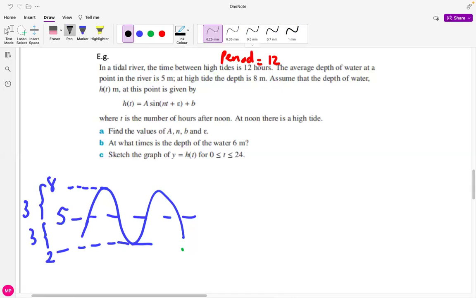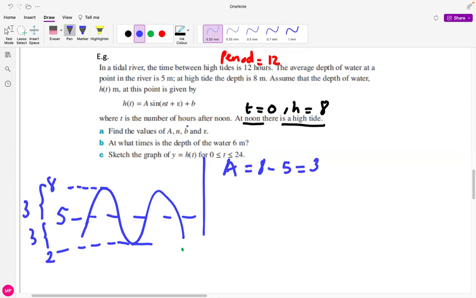Now, you don't know lots of values here. They're telling you that at noon, T is the number of hours after noon. So at noon means T equals 0. There's a high tide. High tide is at 8. So when T equals 0, H equals 8. That's the information. Okay, now find the value of A and B and epsilon. So A is the amplitude, and the amplitude is the distance between maximum and the middle, which is A minus 5 equal 3.